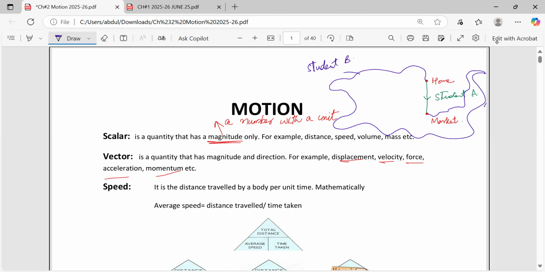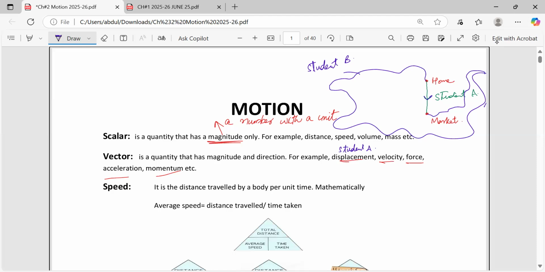Both traveled some distance, some length between home and market. Now, if you ask me, the distance traveled by student A is the shortest, and it is directed from the starting position toward the final position. So from the beginning till the end, the direction is constant. So student A is doing displacement. Here I'm writing what student A approached: displacement. It is a vector quantity. See, it has magnitude, but also a particular direction all the time.